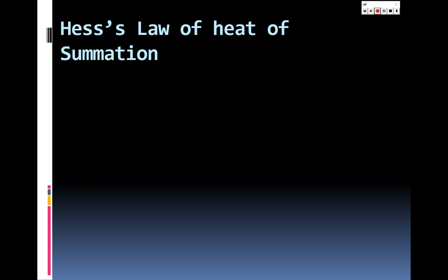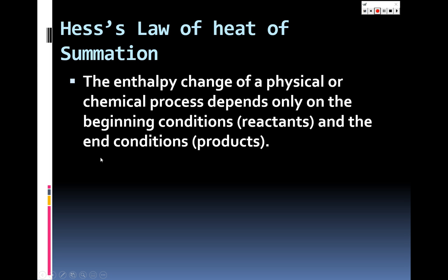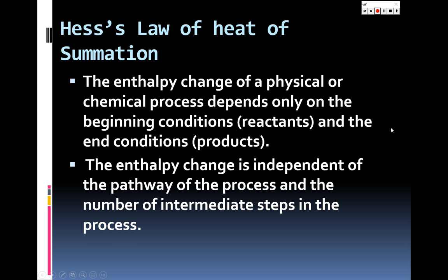So Hess's law, named after a person, Germain Hess, who was the first one to describe it, and it makes a lot of sense. If you have reactions that can be combined to make some sort of bigger overall reaction, then if you can combine the reactants and products, you should be able to do the same thing with their energy values. So the enthalpy change, whether it's physical, chemical, doesn't matter, depends only on the beginning conditions and the end conditions. So again, we're looking for the net change, not really what happens in the middle. And it's independent of the pathway and the number of intermediate steps.